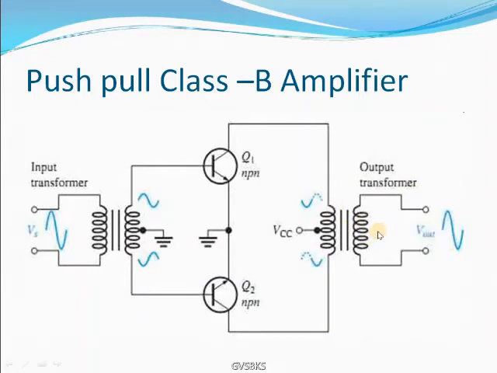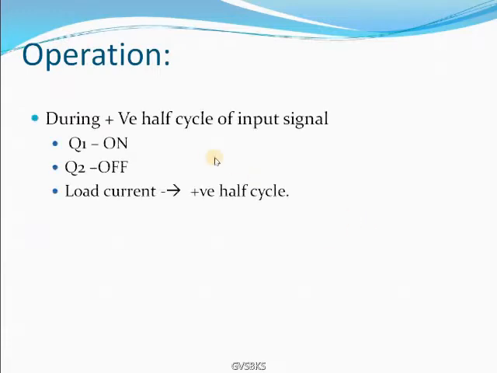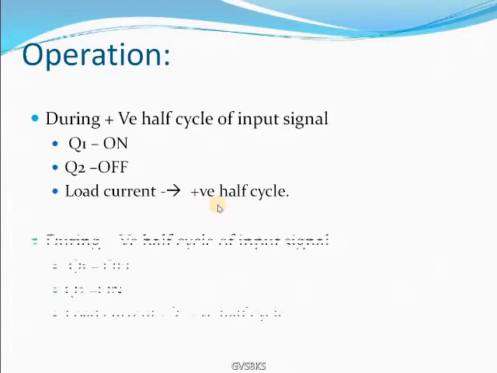Let's quickly see the operation. As I told, during the positive half cycle, Q1 will be on and Q2 will be in the off position, which means that at a time only one transistor will be in the on state. So the load current will be in a positive half cycle only, which means that if we give a positive half cycle, the load current is also in a positive half cycle.